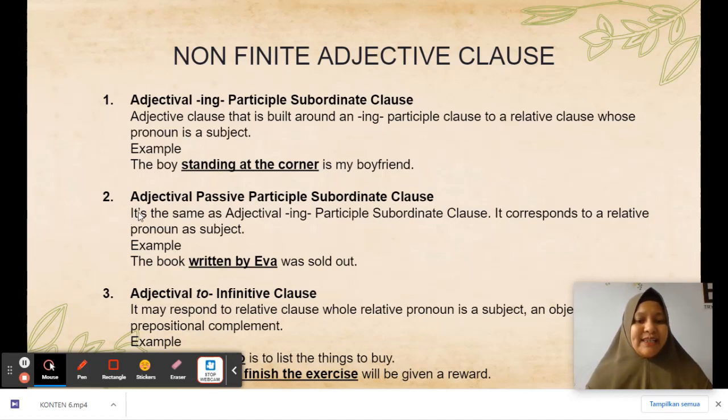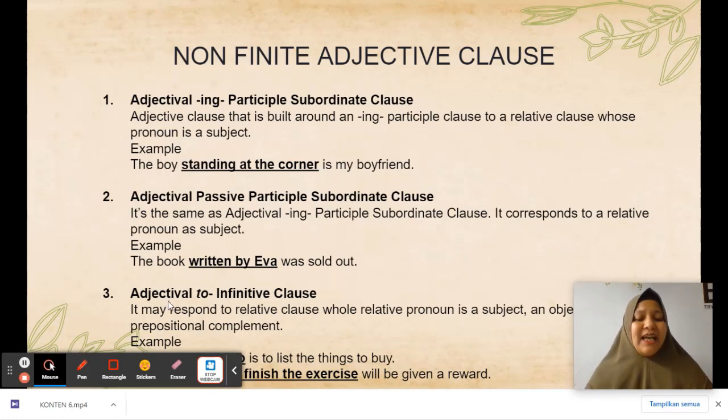Okay, number 2 is adjectival passive participle subordinate clause. So it is a passive. Okay, it corresponds to a relative pronoun as subject. For example, the book written by Eva was sold out. So the adjective clause here is written by Eva.